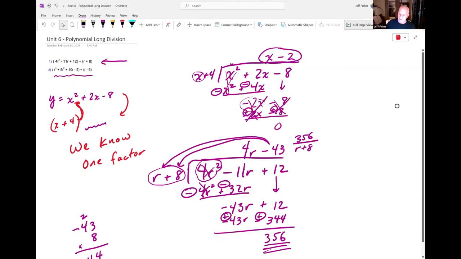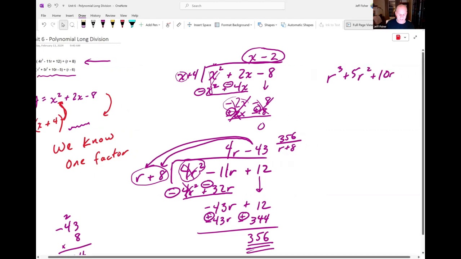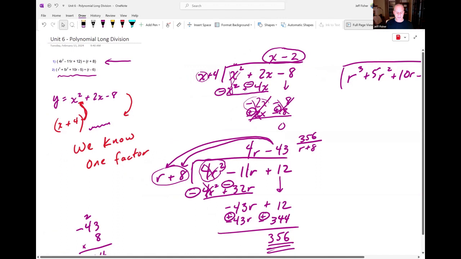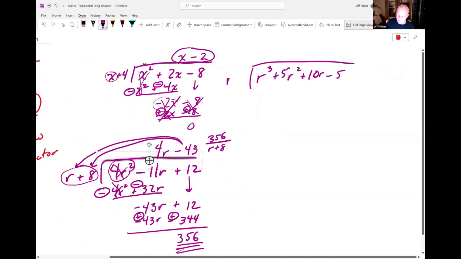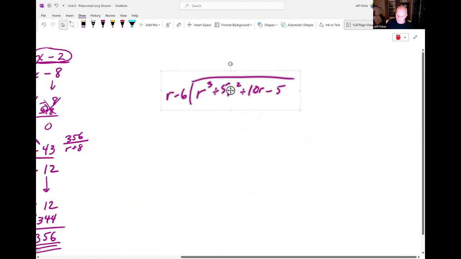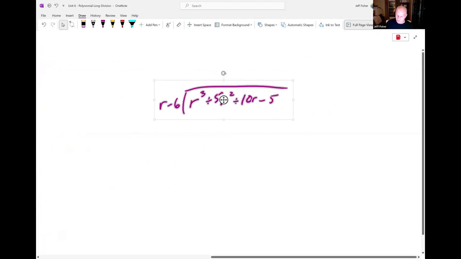Well, I'll run through this next one very quickly. I'll do it anyway, just because I want you to be able to have the benefit of it. r cubed plus 5r squared plus 10r minus 5. And we're going to divide that by r minus 6. Let me grab this and move it over so we don't confuse things. So we'll do this one quick. I'm going to do this one quicker so we can move on.